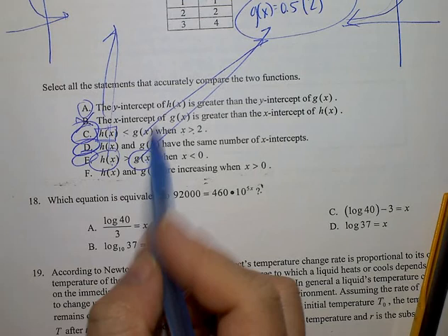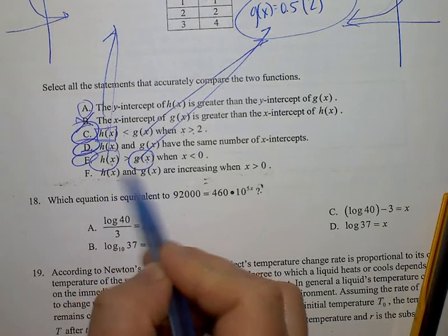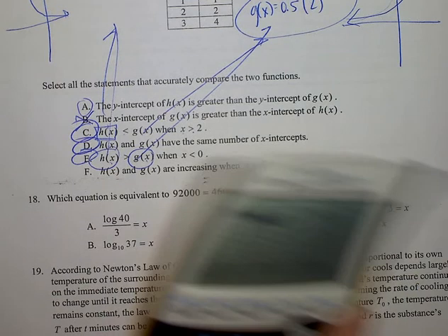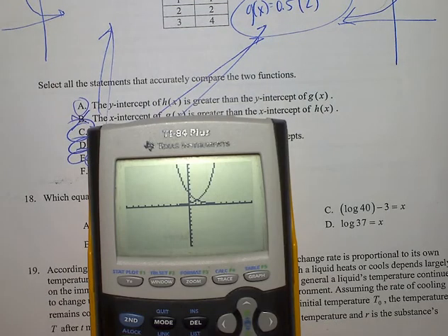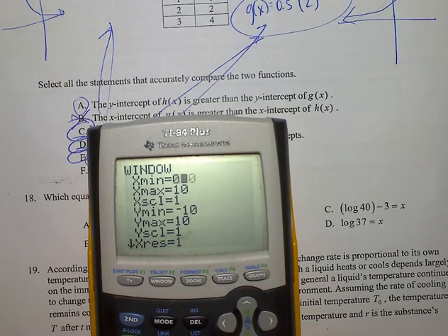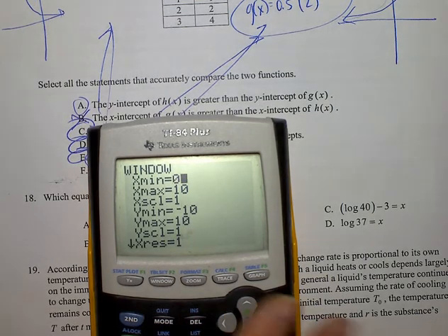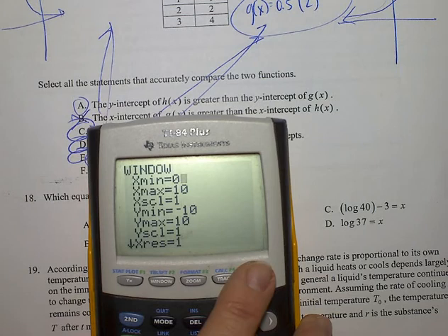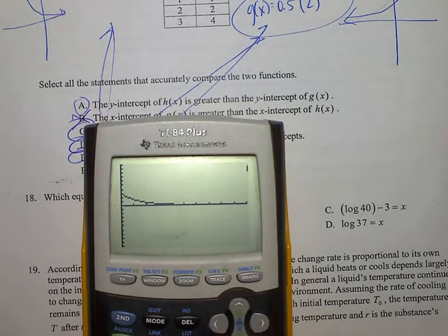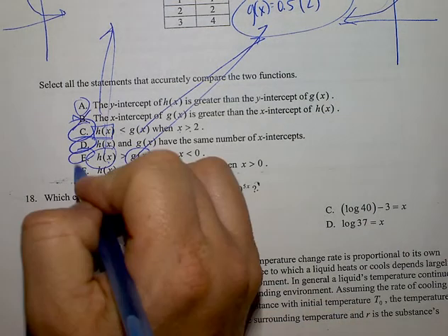The next one says that both functions are increasing when x is greater than 0. Well, let's look here. Greater than 0. Hit window, please. And let's change this from a 0 to a 10. So we're only looking when x's are going to the right, when x's are increasing. Are they both going upwards? There's the first function, there's the second function. Are they both increasing from left to right? Not happening.